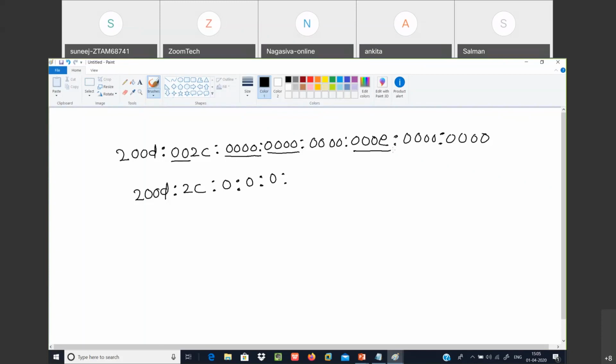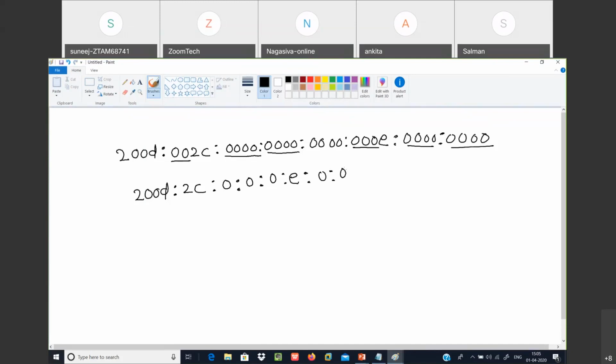We don't have any four successive zeros here, right? Only leading zeros are available. Then what will we do? Just omit the leading three zeros, and I can write E. Then four successive zeros and four successive zeros: 0 colon 0. That is how you can represent an IPv6 address.